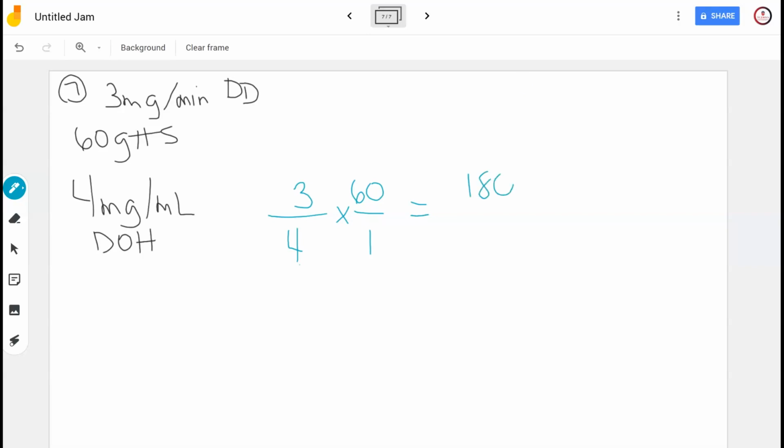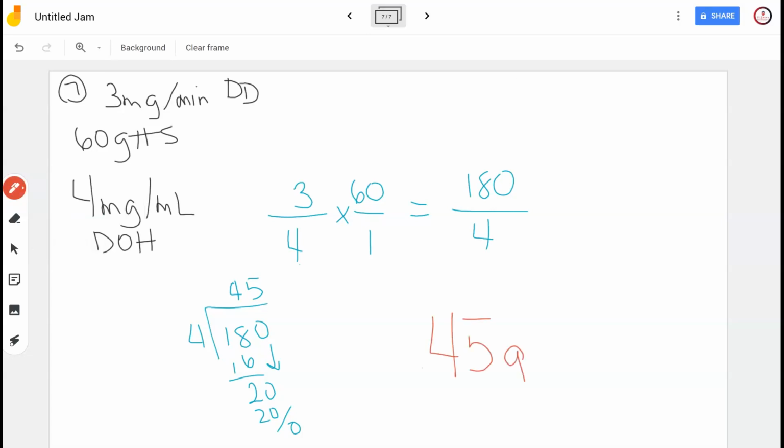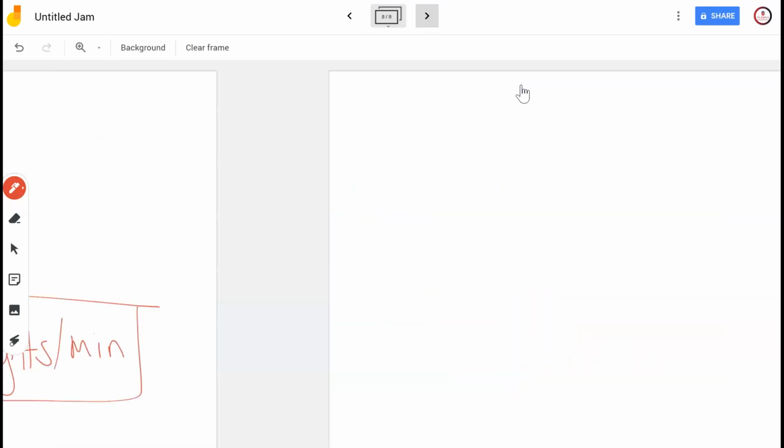That's 180 divided by 4. That's 3. Nope, just kidding. That's 4. Brain fart. 16. That's 5. So, your patient needs 45 drops a minute. One wasn't too bad.